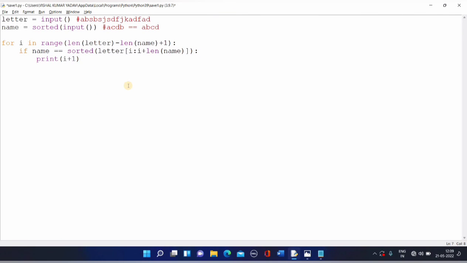This is all about this code. It's not a hard code, it's a very easy code. You just need to understand why I have sorted this name and why I have sorted this letter. Letter is sliced over here. Basically, slice in this sense means I'm creating subsets of this letter for every index, and each subset is then sorted and compared with the name, and if they both are equal, then we are printing it.